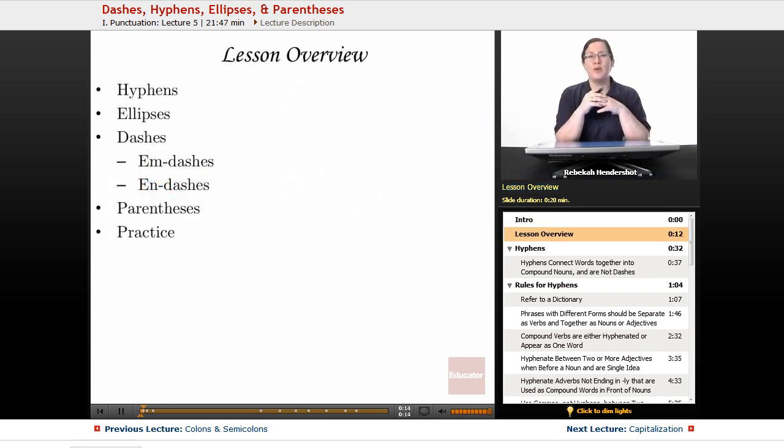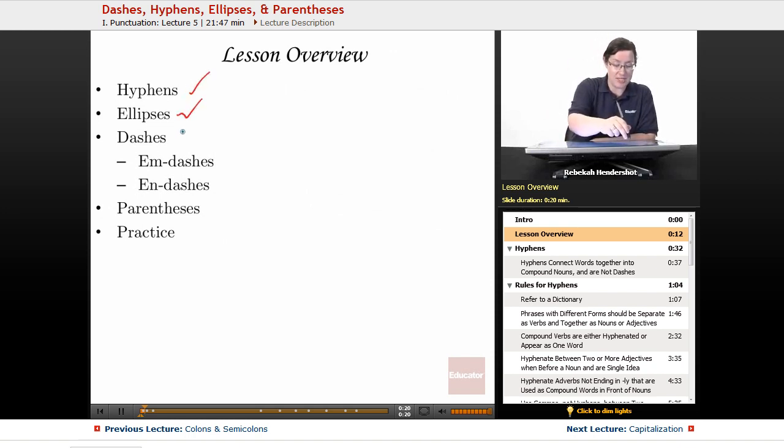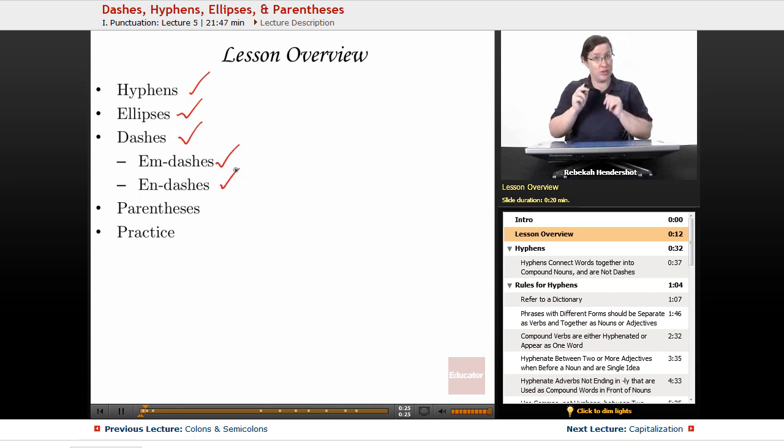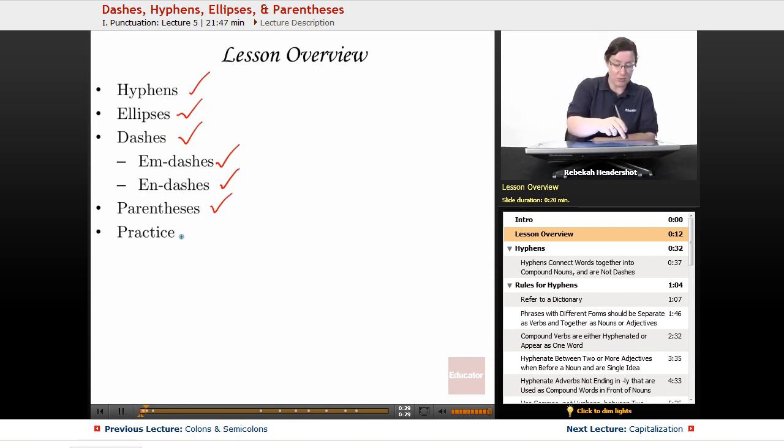All right, we begin as always with a brief lesson overview. We're going to talk about what all of these things are and how to use them. We're going to talk about hyphens, ellipses, dashes, including both M dashes and N dashes. Yes, there's two different kinds of dash, and I will show you the difference. And we'll talk about parentheses, and then we'll do some practice.